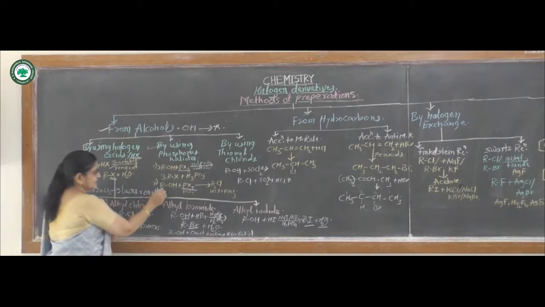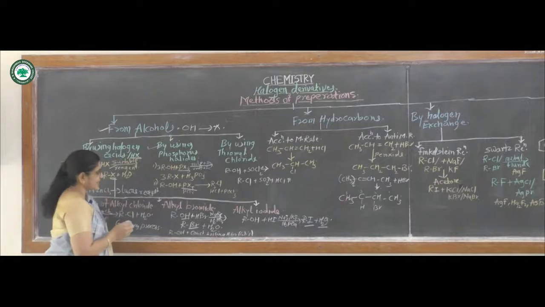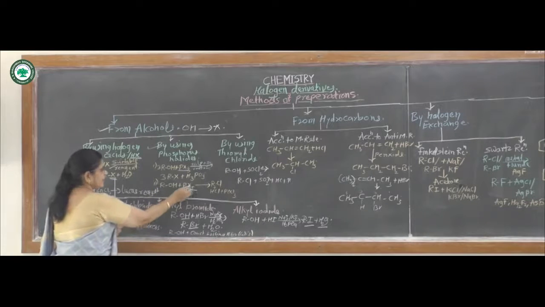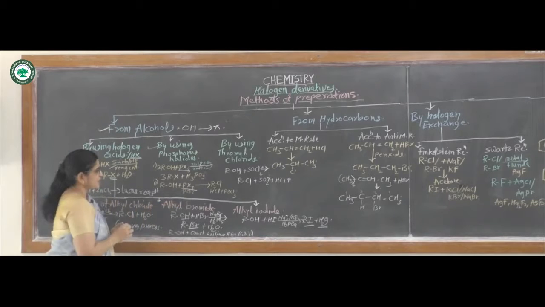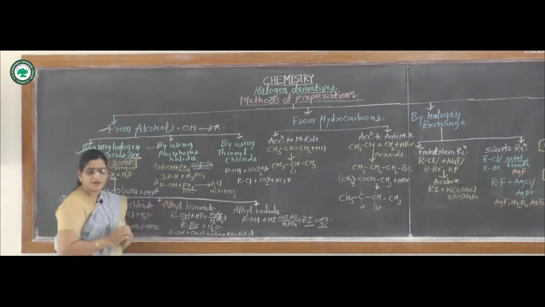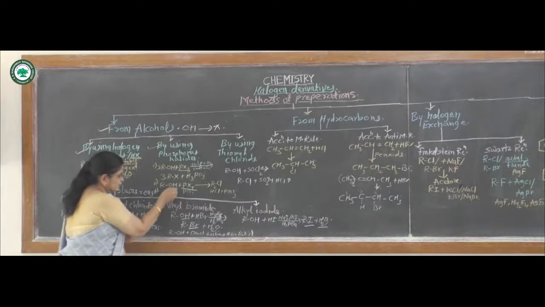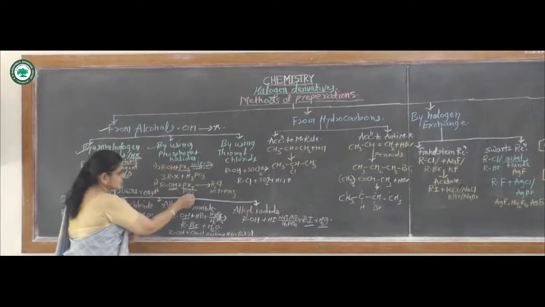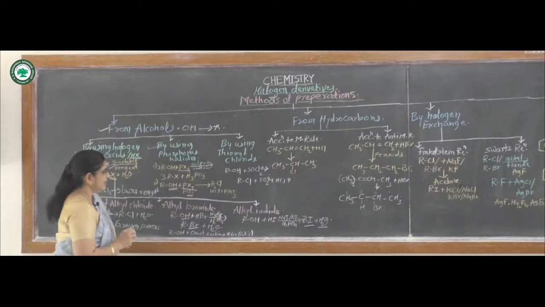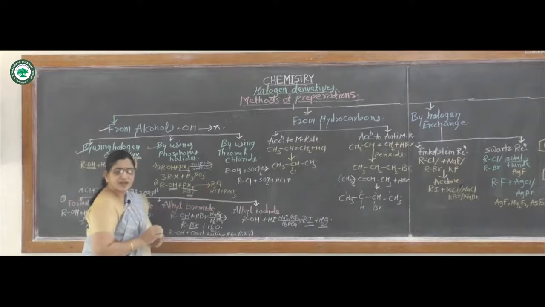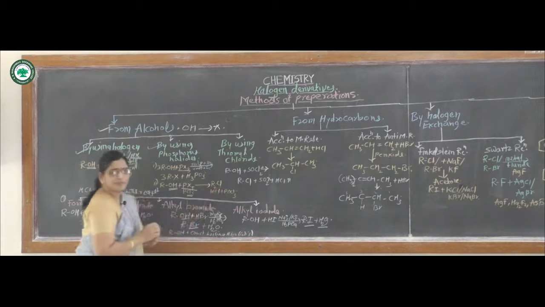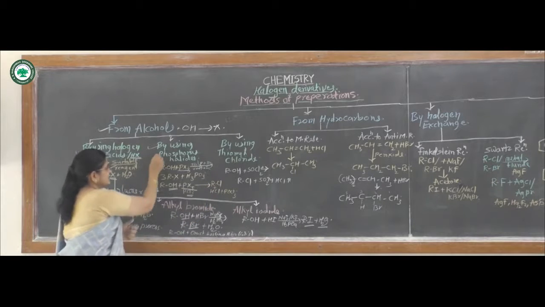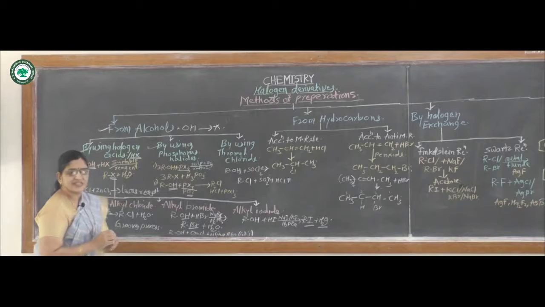Then the second reaction is the reaction with phosphorus pentachloride. The general reaction is ROH, alcohol, plus PX5, with one example being PCl5, phosphorus pentachloride. When it reacts with phosphorus pentachloride, the OH group gets replaced by one of the chlorine atoms of PCl5 and it gives alkyl chloride, RCl, plus HCl plus POCl3. In this way, this is the second method, by using phosphorus halides.